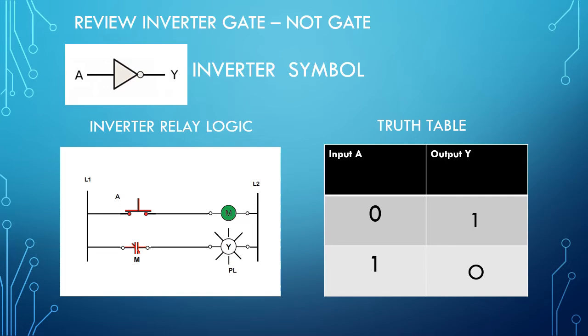But should I press button A, well then my M coil gets energized, pulls in the armature, which opens up the M contacts, turning my light off. Therefore, when I have A not, I do have output Y. But when I do have A, I do not have output Y. And that's again how the inverter works. It acts like a set of normally closed contacts.